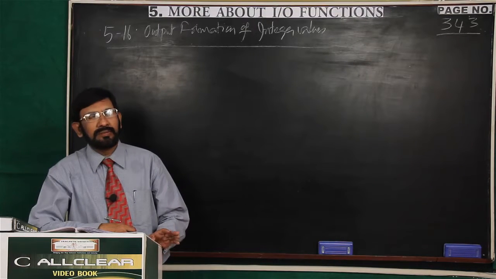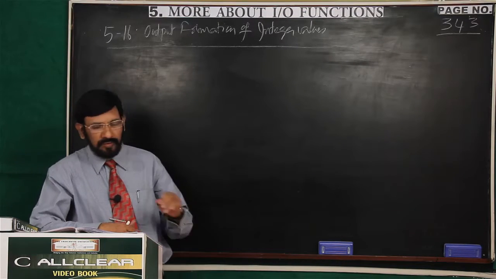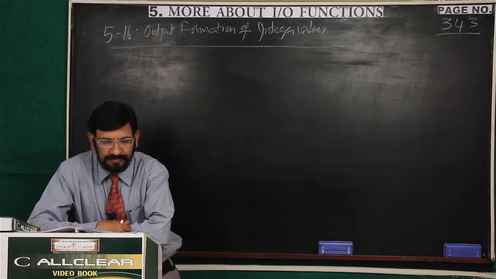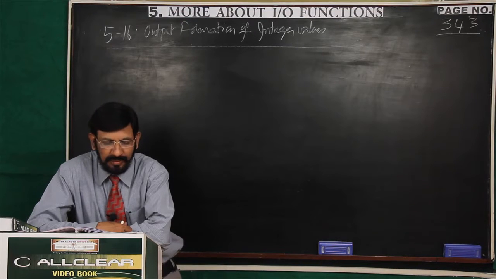Now let us see the applications of the points we discussed so far. 5.17, you see here the number is 1234, 4 digits. Now you see the printf statement. We have given width 2, it is just ignored. Width 3, that is also ignored. Width 4, that is also ignored.